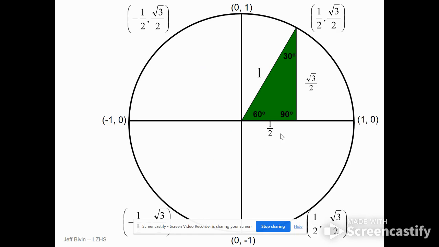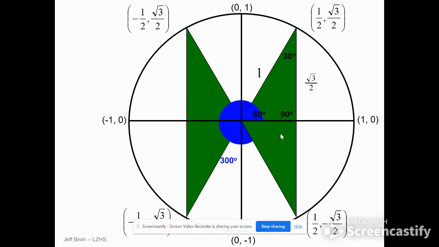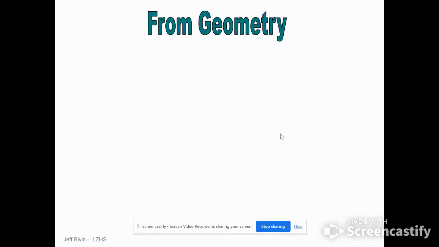Now again, with that 60-degree reference angle, that'll give us more angles. So 60 degrees shy of 180 is 120. In quadrant 3, 60 degrees more than 180 is 240. And 60 degrees shy of 360 is going to be 300. Those are some main degrees on our unit circle.